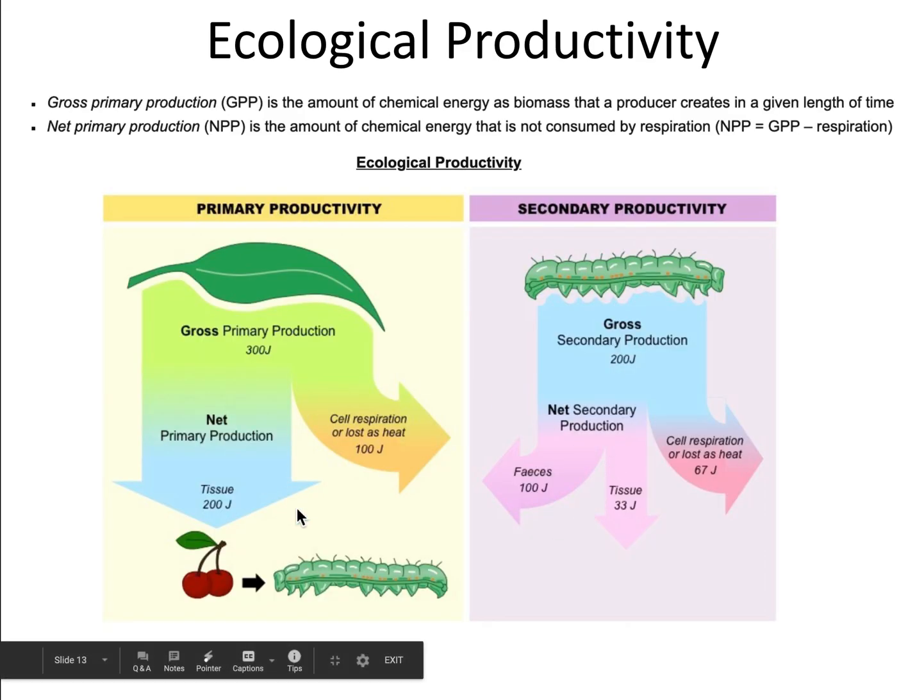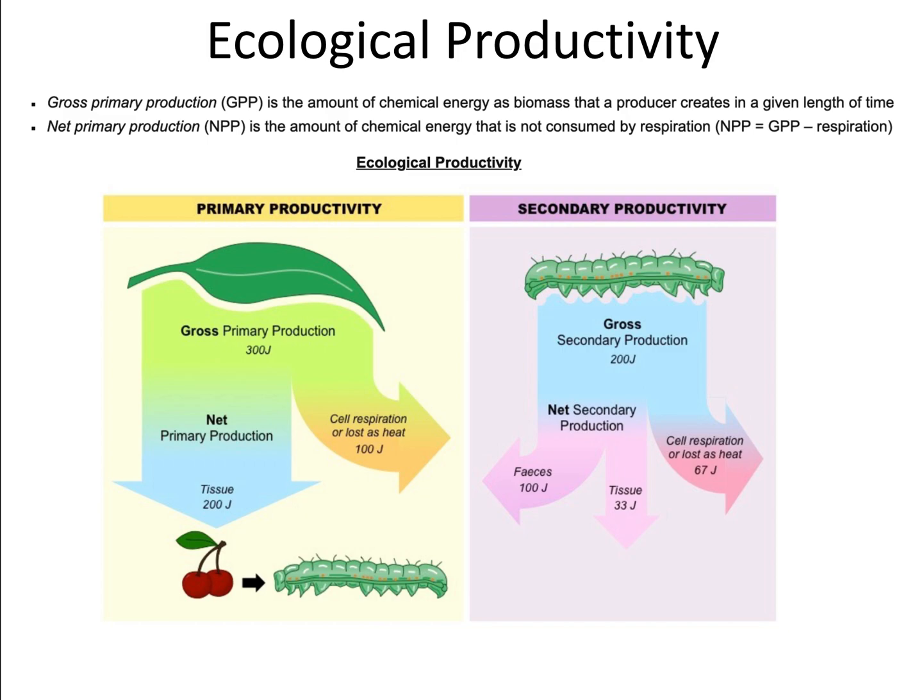Okay, the last slide. So ecological productivity is going to come up in C2, so I wanted to just talk about it now. What an ecological pyramid is showing you is the productivity. So the word gross primary production, or GPP, is the amount of chemical energy as biomass that a producer creates in a given length of time. So gross is like the total. The net primary production is the amount of chemical energy that is not consumed by respiration. So that's not lost or wasted.